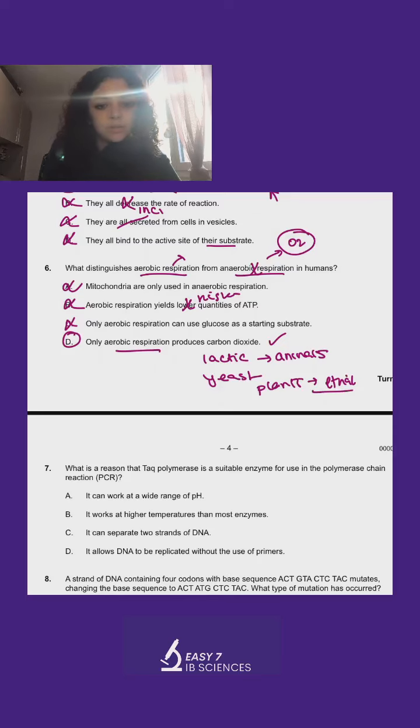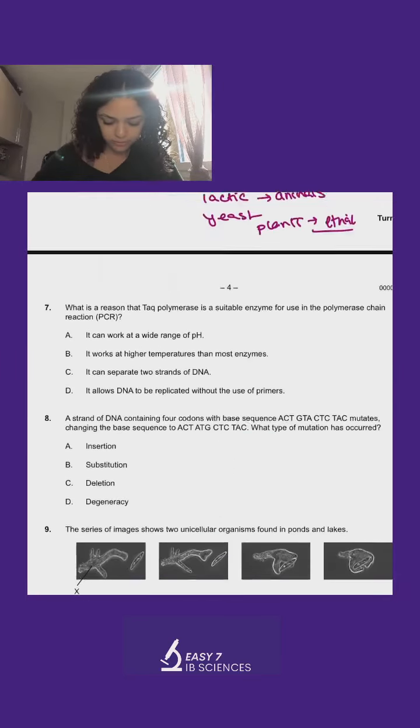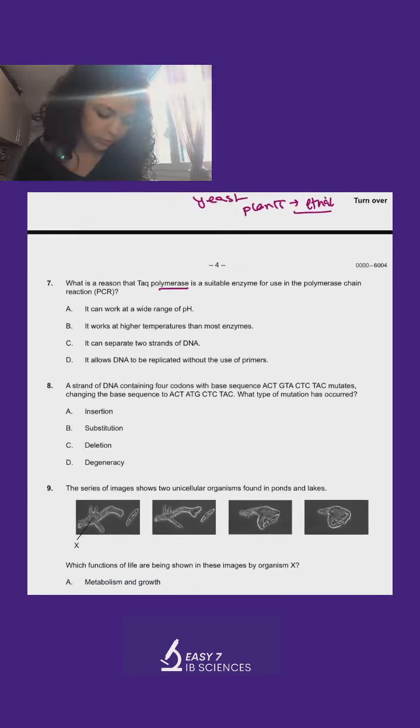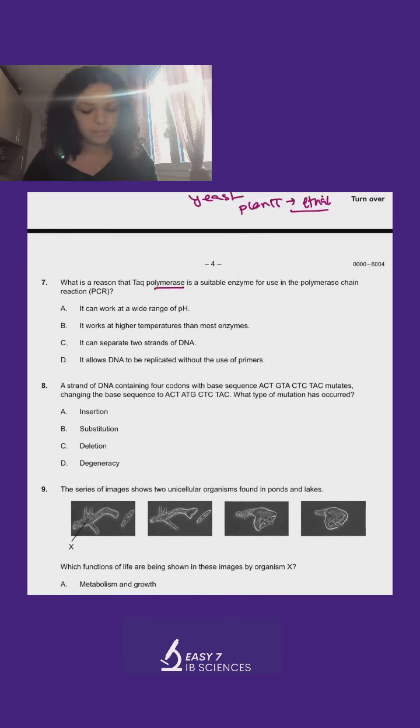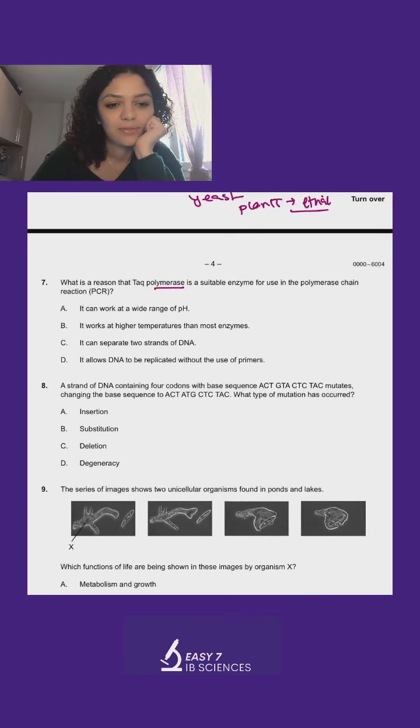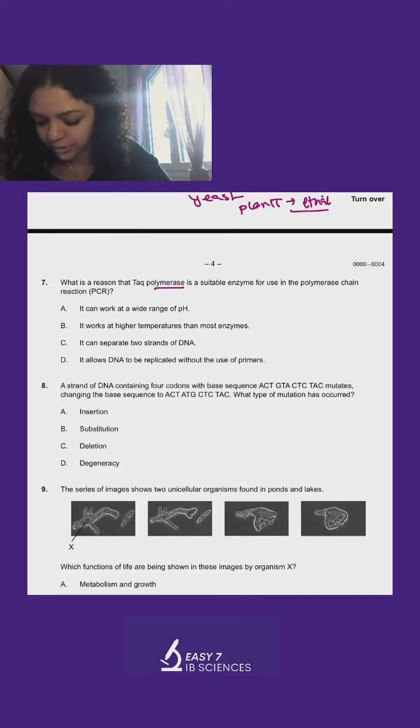Nice, guys. Okay, we're going to move on to 7. It says, what is a reason that Taq polymerase is a suitable enzyme for the use of the polymerase chain reaction, PCR? We went over the PCR reaction in our weekend's crash course, and I remember a lot of students were struggling with it, and our lead tutor explained it very well. I was very happy with the comprehension, so hopefully you guys have also reviewed this very well in class.